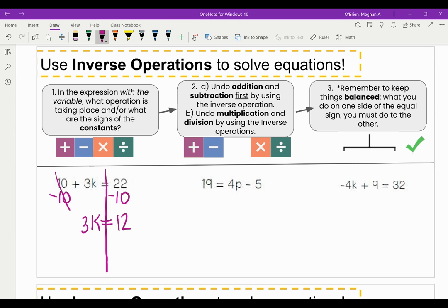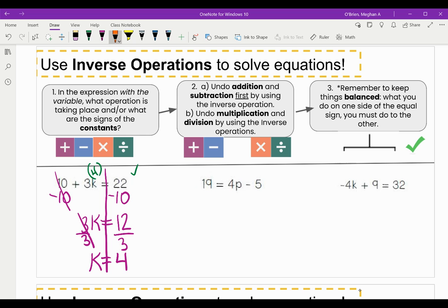So then I have 3 groups of something equals 12. Unraveling, or undoing, that multiplication, I'm going to divide by 3. If I do that over there, I have to do it over here. And the final answer would be K equals 4. If I plug it back in and test it out, pretending K is 4, 3 times 4, I would do that first because of order of operations. That would be 12, and then plus the 10 is 22, and I know I got it.